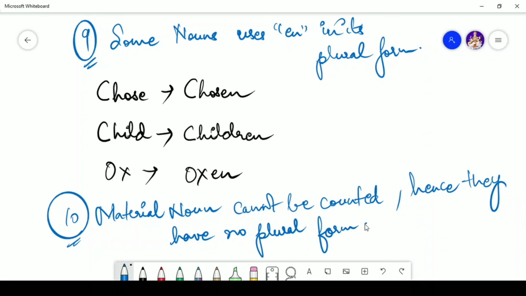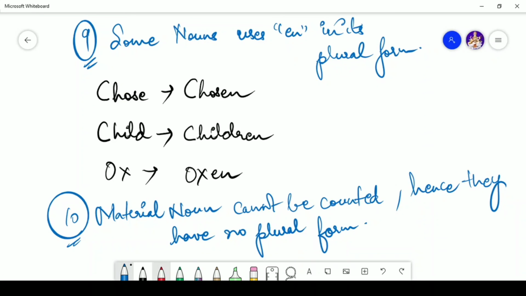As I said about some of the examples like gold, diamond, you cannot count them. You don't say diamonds, you cannot say golds. You do not say teas, do not say like this. So these are the material nouns, and these material nouns cannot be counted, hence they do not have any plural form. So if anyone gives you questions like these, you have to figure out what would be the answer. Sometimes they can give you these exceptional questions, where they want to check how much you know about nouns.